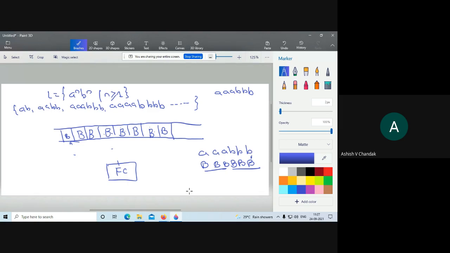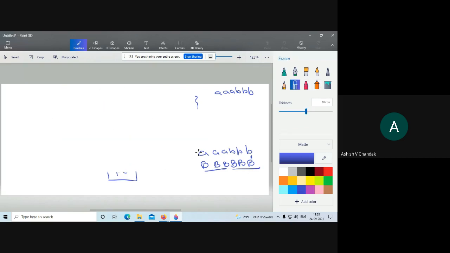Have you understood the logic? Yes? Yes, sir. Okay, so next problem. I will not take the problem, I will just explain the logic today.